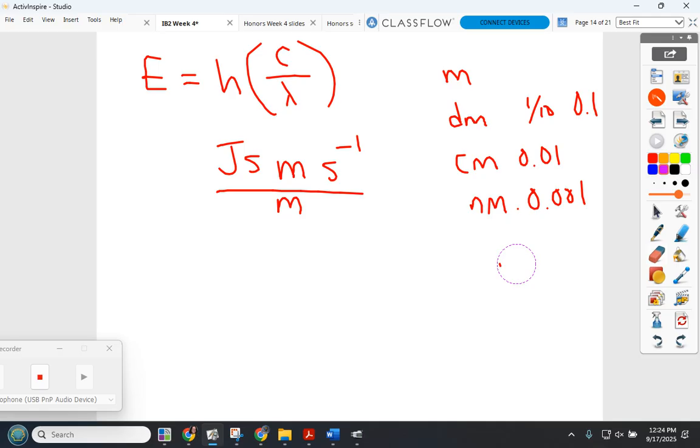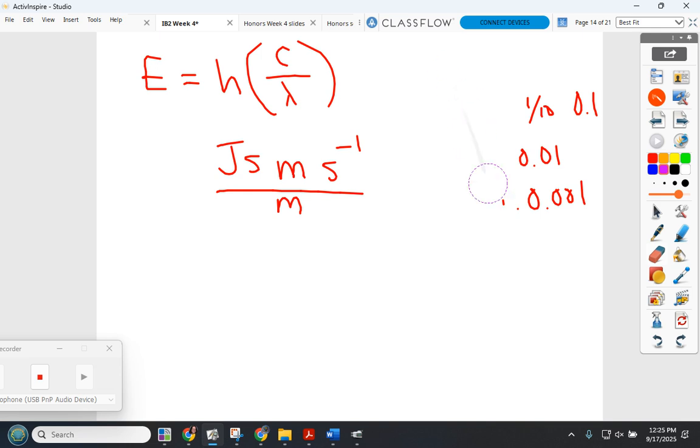Now, what it doesn't tell you is things like cubic. So when we talk about decimeters cubed, how many liters is that, or how many centimeters cubed is that? Just make sure that if it's cubed, you're thinking about that as well. But hopefully you practice enough that it becomes not a huge deal.